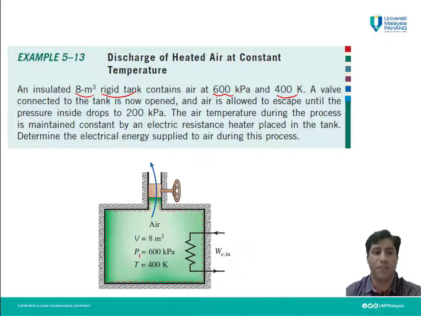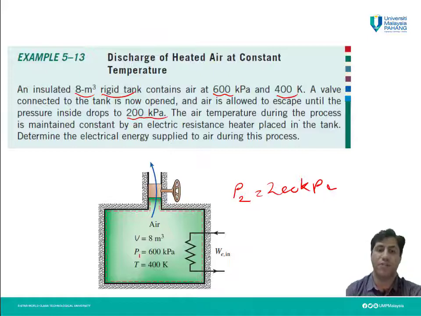A valve connected to the tank is now opened. We have a tank, we have a valve, we open the valve, and air is allowed to escape until the pressure inside drops to 200 kilopascal. So P2 is 200 kilopascal. The air temperature during the process is maintained constant by an electric resistance heater placed in the tank.